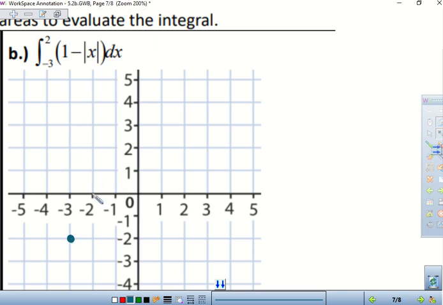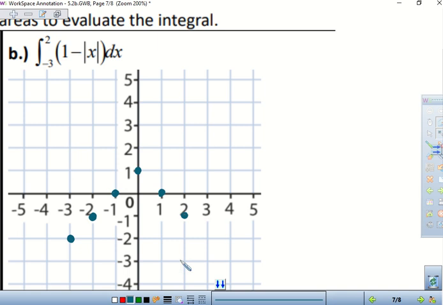We're going to plug in the next one. What's the absolute value of -2? 2. 1 minus 2? -1. What's the absolute value of -1? 1. 1 minus 1 is 0. What's the absolute value of 0? 0. 1 minus 0? 1. Then here it's going to be 0. Then 1 minus 2, which is -1.